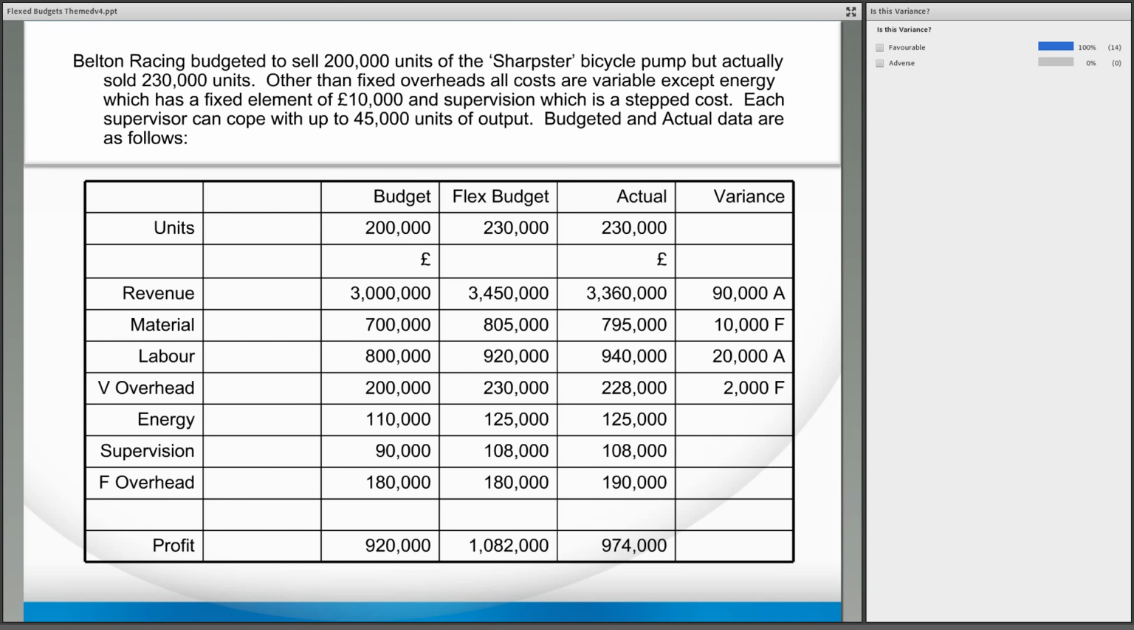Energy. Budget 110, flex budget 125, the actual 125. There is no variance. Likewise, supervision 108. We spent 108. That's as it should be. Fixed overhead. Our original budget was 180. Our flex budget 180. Our actual is 190. So there's a difference of 10.